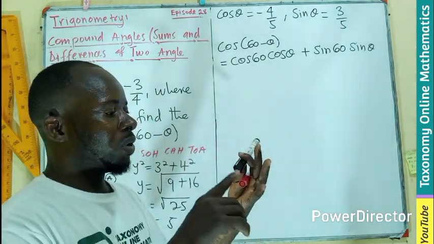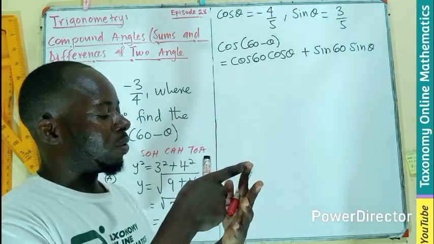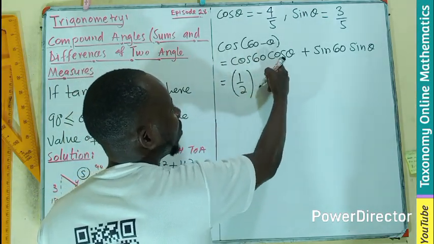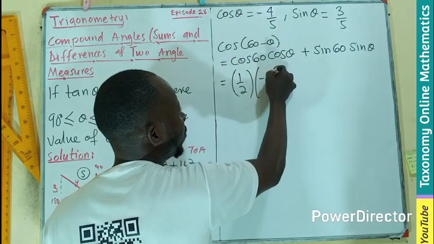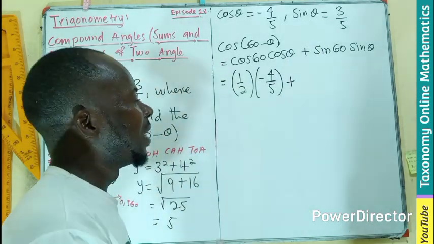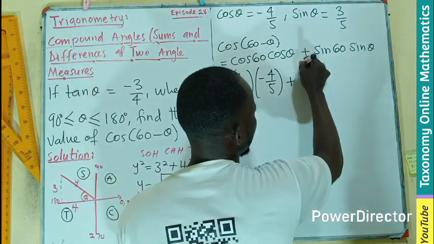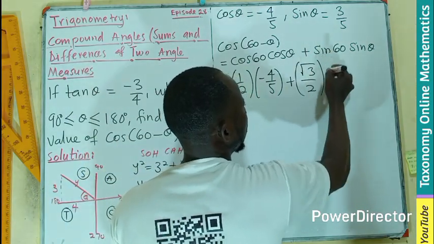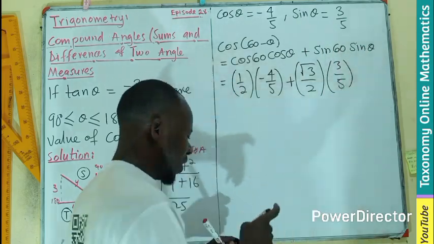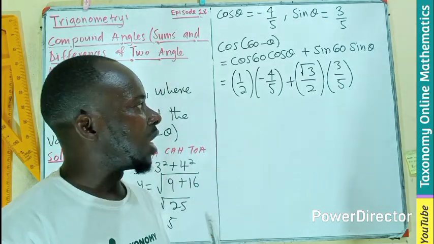So now we know 0, 30, 45, 60. We are looking for cos 60, which will be half. So this means 1 over 2 multiplying cos theta, which is negative 4 on 5 by substitution. Then plus, we need to find sine 60 also, which will be root 3 on 2. Then the sine of theta, which is 3 on 5. If you are wondering how I'm using my hand to get that, I have a video on that in the playlist, so you can check that out.